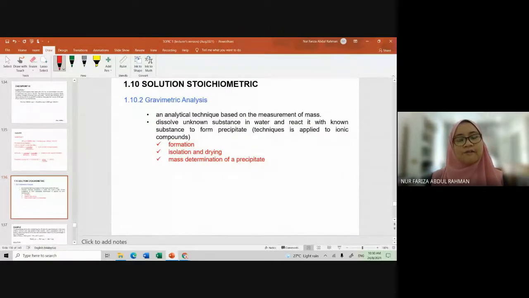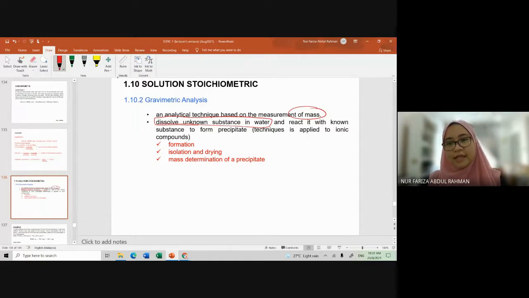The next will be gravimetric analysis, another type of reaction. It is an analytical technique based on the measurement of mass, in which we dissolve an unknown substance in water. This is the method used to produce a solution. When we dissolve something in a solvent, we are creating a solution, so by right we should have concentration involved. Again, they involve solution.